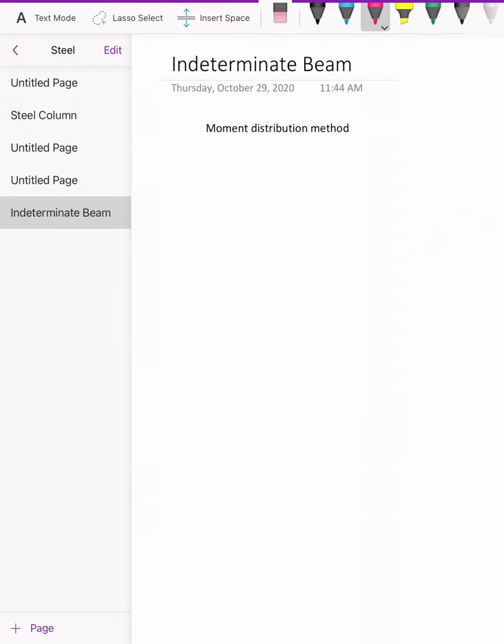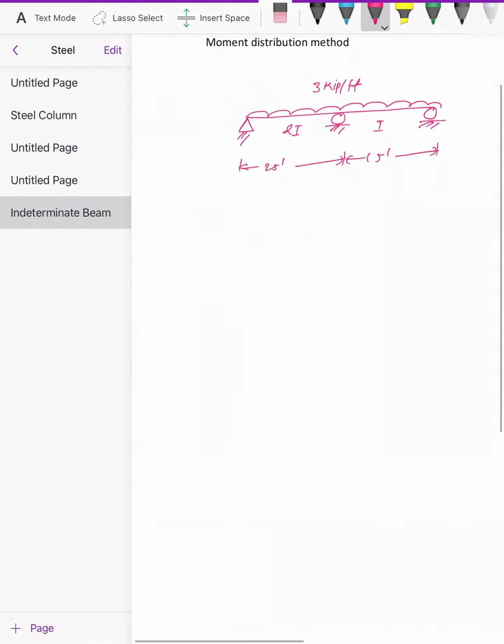So let me draw the beam. Okay, so this is my beam, so I'll make it two spans. This is 25 feet, let's say this is 15 feet. And we have a uniformly distributed load of 3 kips per foot, and let's say this is 2I moment of inertia, and this is I. It seems a little complex, right?